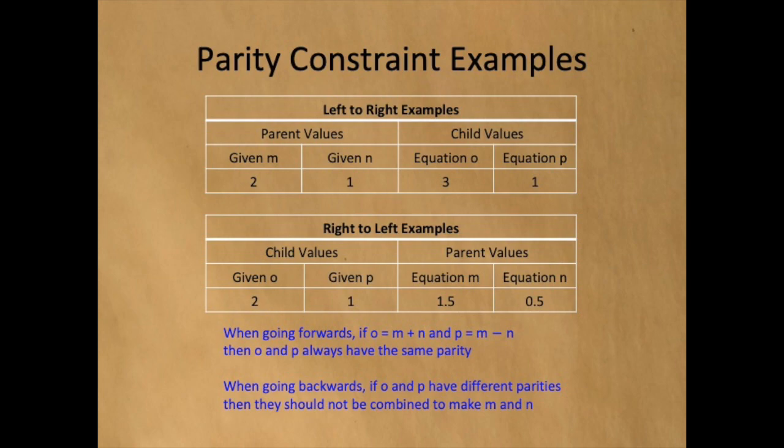For example, in the upper box, the parent values 1 and 2 have different parities, but the child values 3 and 1 have the same parity. So we must add a constraint that O and P have to have the same parity. If O and P do not have the same parity, then they may not be combined to calculate M and N.